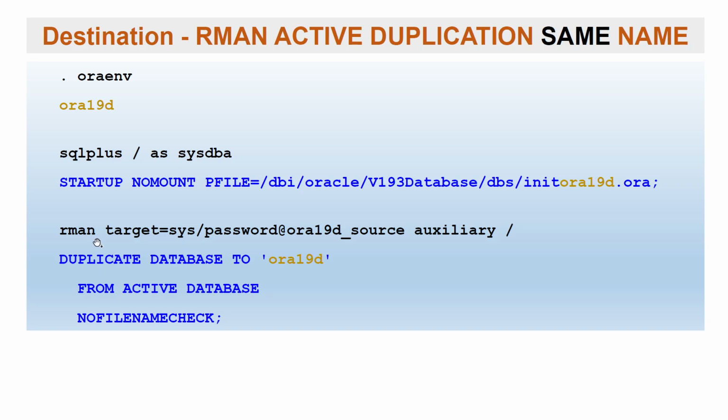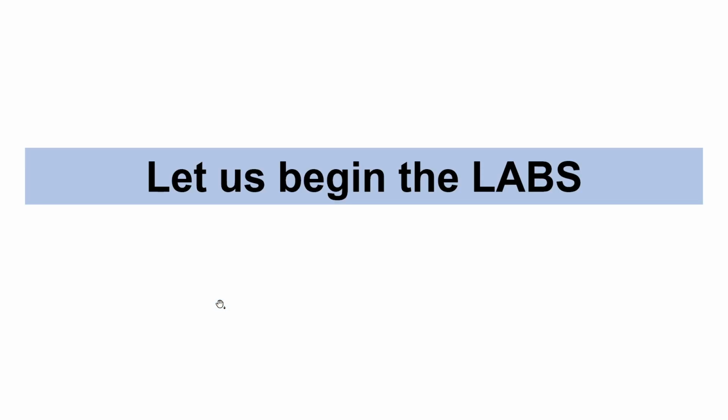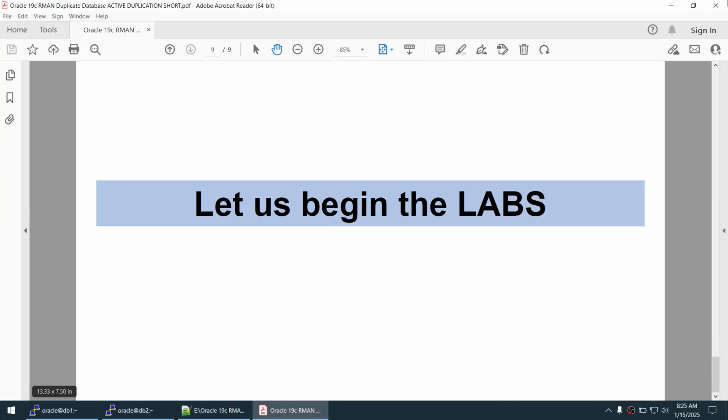The most important part in this is this particular connection string. So be careful in specifying these particular parameters, and be careful in creating the TNS entry. Once you have set the TNS entry, you can perform the actual duplicate command. So let us begin the labs.